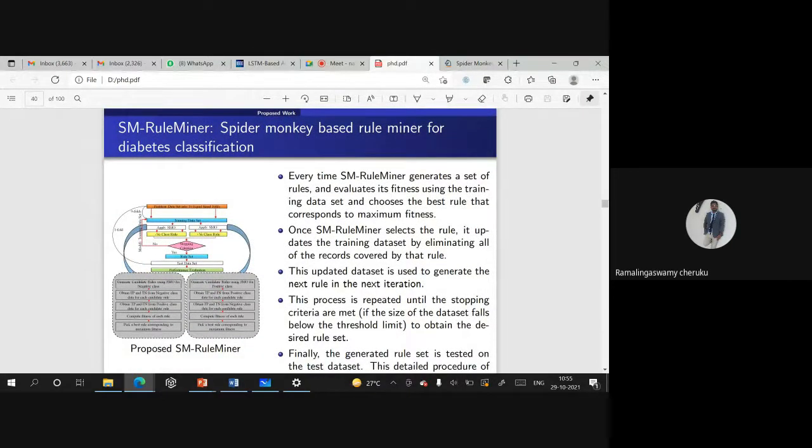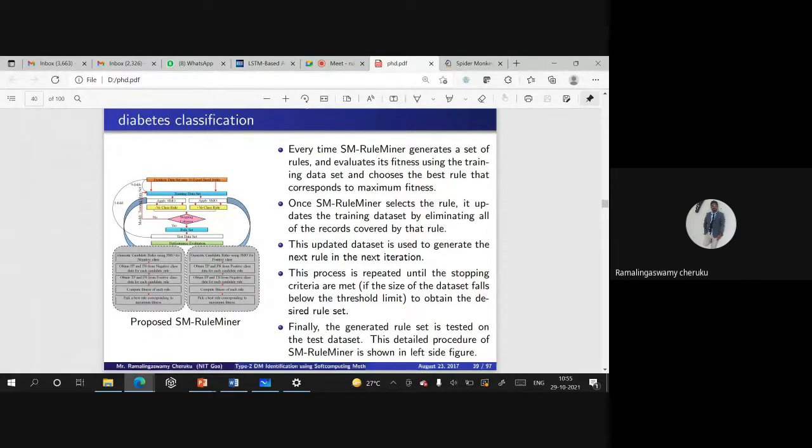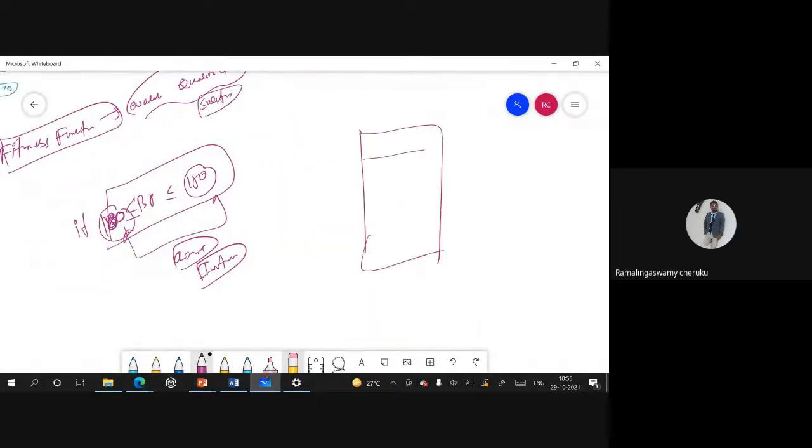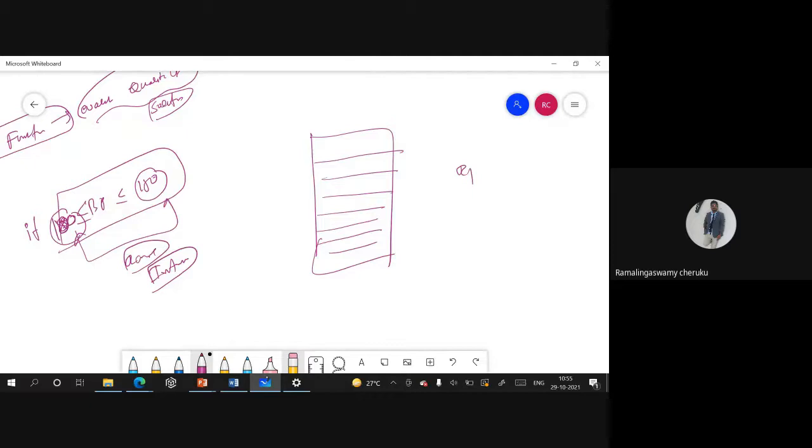That's the first point. Once the SMO rule miner generates a rule, it updates the training data by eliminating all the records covered by that rule. So initially there are certain data samples. A rule R1 is generated by SMO. Out of these, this tuple is satisfied, this tuple is satisfied, this one is not satisfied, this is satisfied. So we separate all the unsatisfied tuples from the data set. We will eliminate the rest.